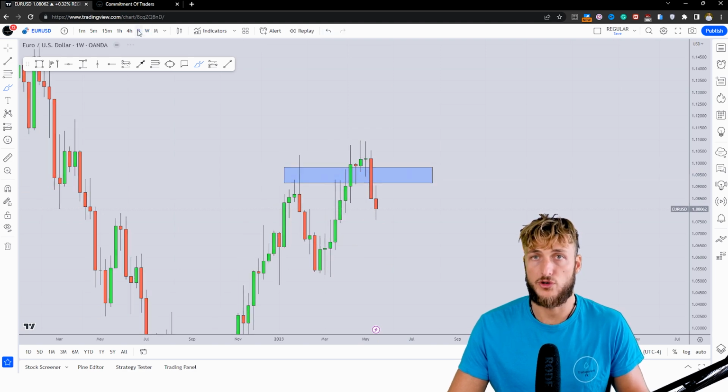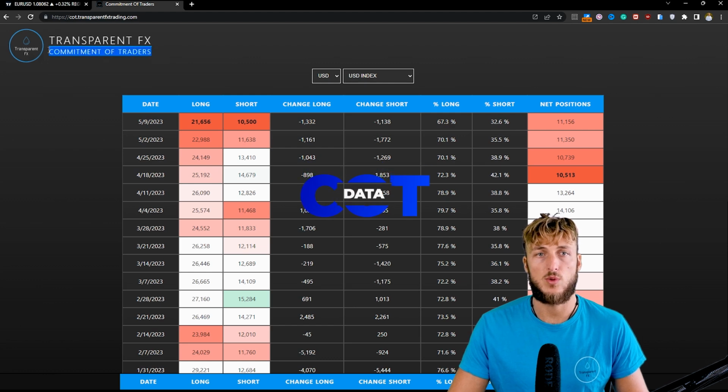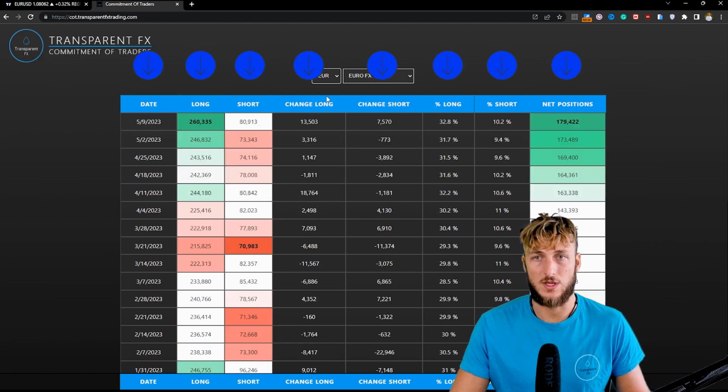Before we continue further with our analysis from a technical perspective, let's first see what we have when it comes to the commitment of traders, so the COT data, which is what the non-commercials, the biggest speculators in the market, are doing.